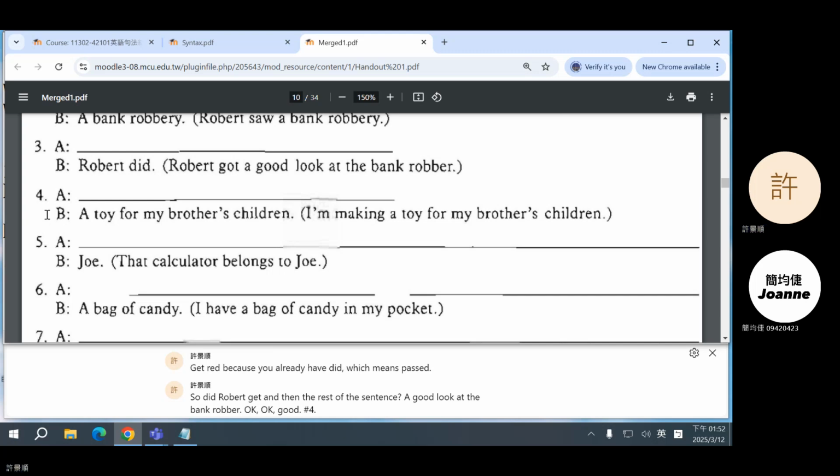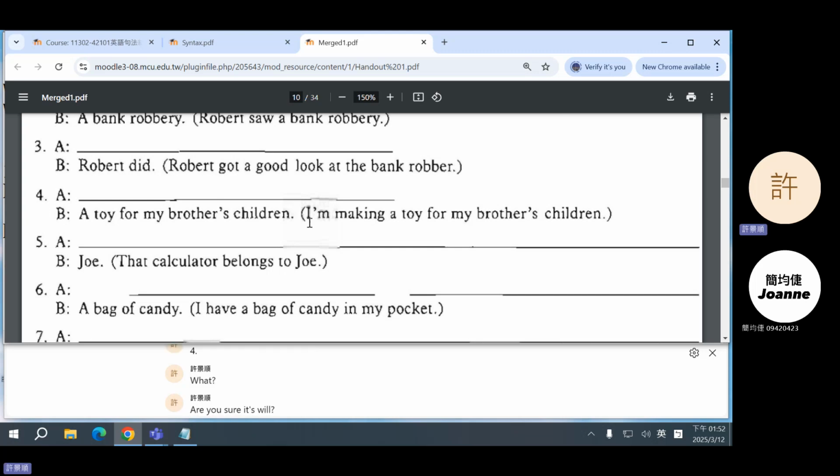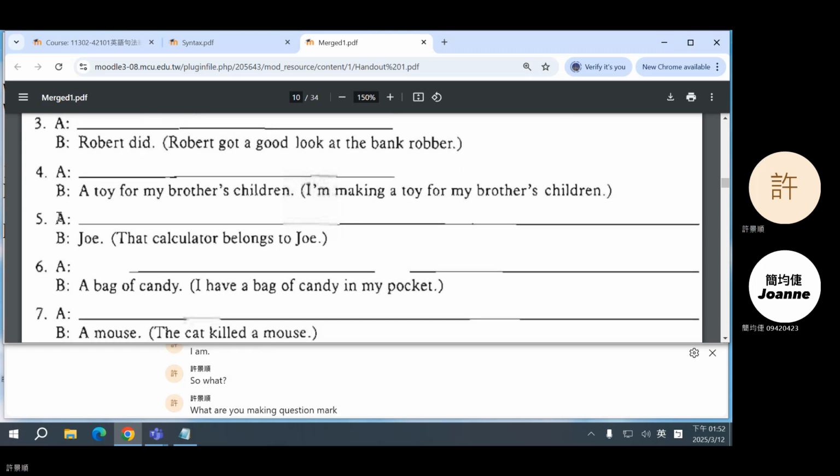Number 4, Liu Yixuan. What? Are you sure it's will? Wait, look at the information. It says am, right? I am. So what are you making? Good.